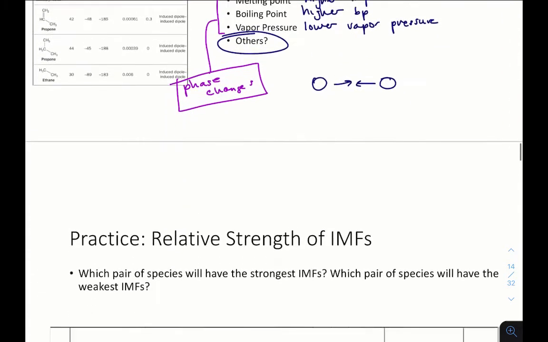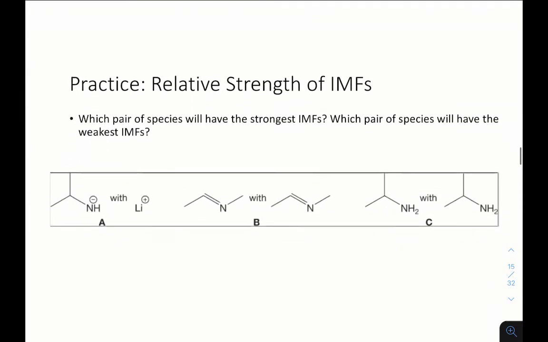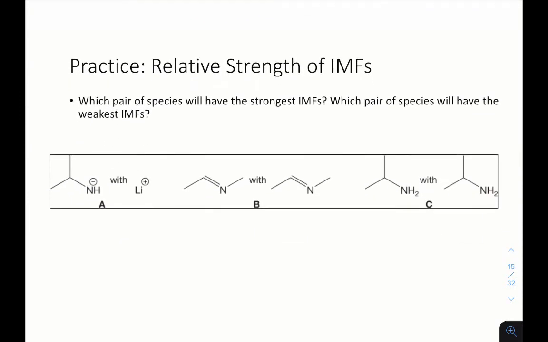Before we do that, we're going to just practice for a quick moment. Consider which pair of species will have the strongest intermolecular forces of attraction and which pair of species will have the weakest intermolecular forces of attraction. Pause. The strength of the intermolecular forces of attraction here are related to the type.